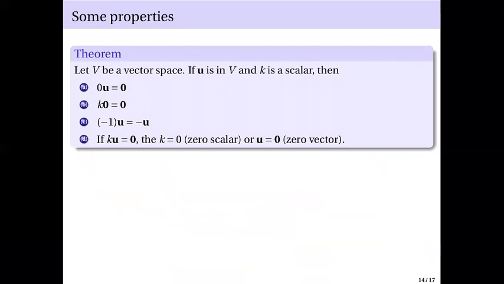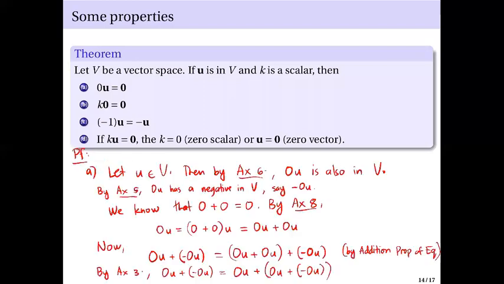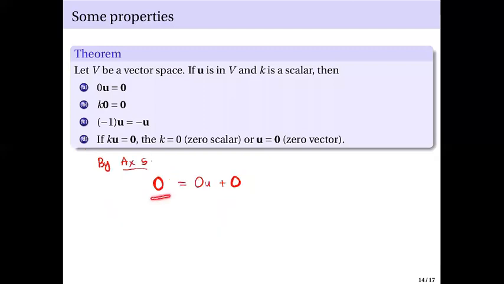So by axiom 5, the left-hand side will just be the 0 vector. The right-hand side, you still have your 0u plus the 0 vector. This part is just the 0 vector, but you still have this 0u. That's why we ended up with this.